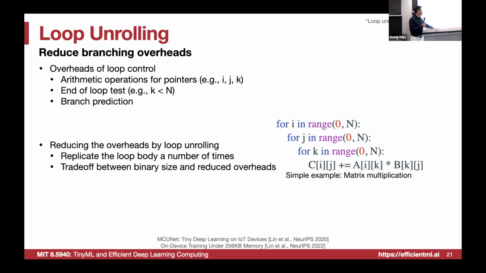Therefore, we can do loop unrolling to replicate the loop body a number of times. And there is a trade-off with the binary size, since we're unrolling the loop body. We're going to see very quickly what that means. That actually increases the binary size, but we have the reduced overhead.